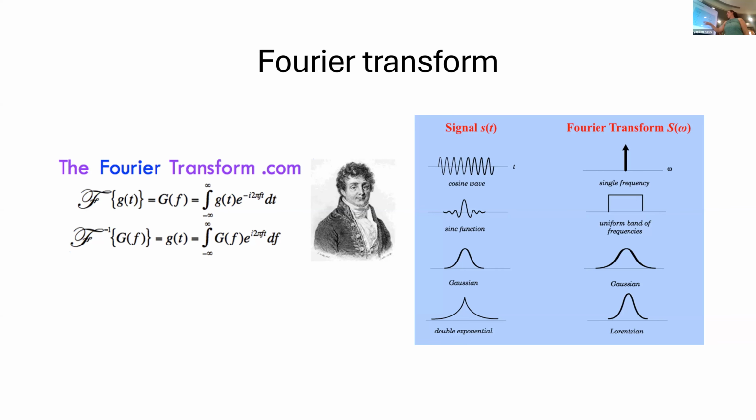Here you can see, for example, that the Gaussian looks the same in the time domain and the frequency domain. And here, this is an exponential, and in the Fourier transform it becomes really similar to a Gaussian, which is called the Lorentzian. But here are the main functions that we are going to talk about.